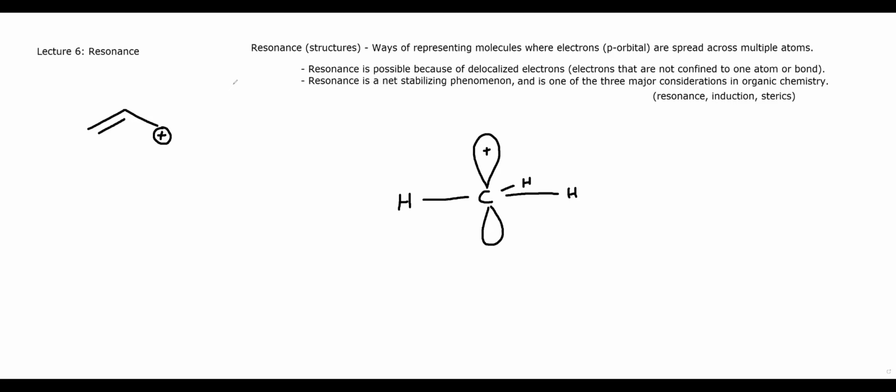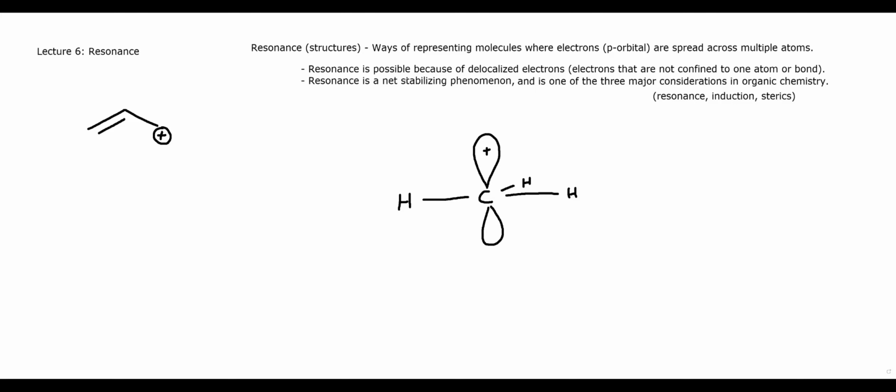So what is resonance? I have a little definition up here. When we consider resonance, we're usually considering resonance structures. Resonance structures are ways of representing molecules where electrons, typically in the p orbitals, are spread across multiple atoms. We're going to see an example of this shortly.